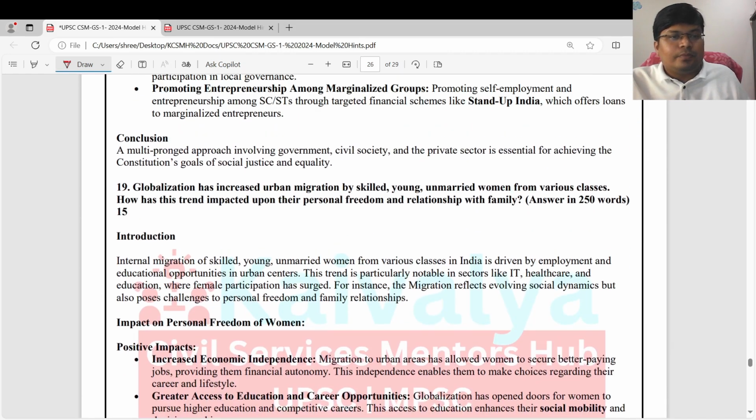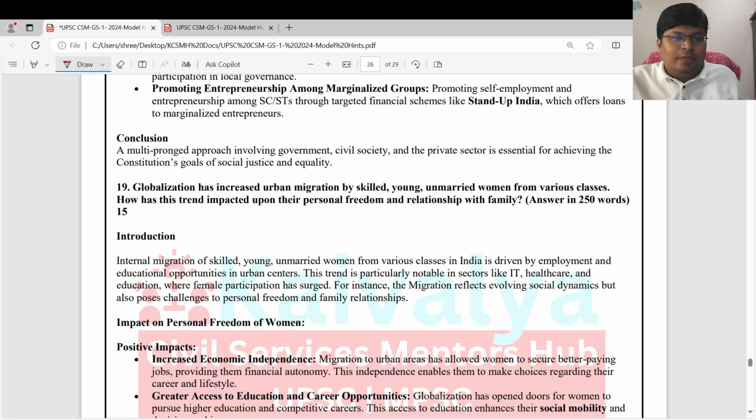Then in 19th, globalization has increased urban migration by skilled young unmarried women from various classes. How has this trend impacted their personal freedom and relationship with family? Now, in the introduction, you have to justify the first line: urban migration is increasing and skilled young unmarried women's migration is increasing. You can just mention the reasons behind that: the IT sector, healthcare, education. For this purpose, these women are migrating.